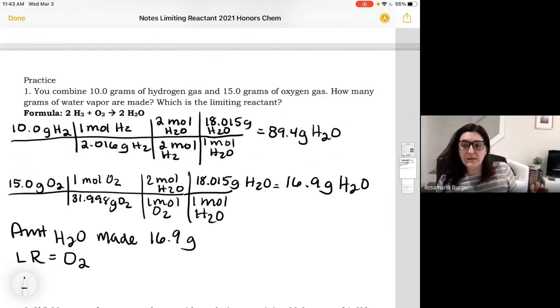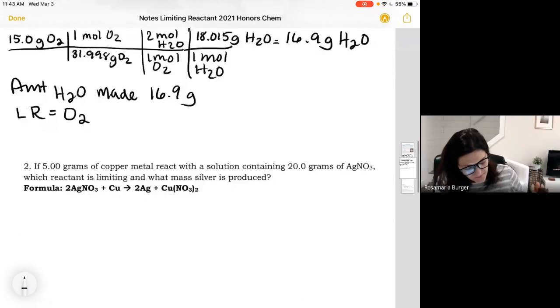Now, again, it's not always going to be O2. It's going to be based on what you're given in your problem. So let's say you have 1 gram of hydrogen gas and 65 grams of oxygen gas. Okay. In that case, hydrogen would be your limiting reactant. Okay. So let's do a few more examples.